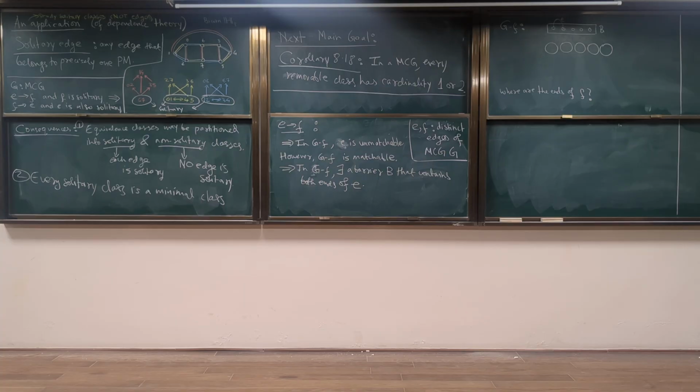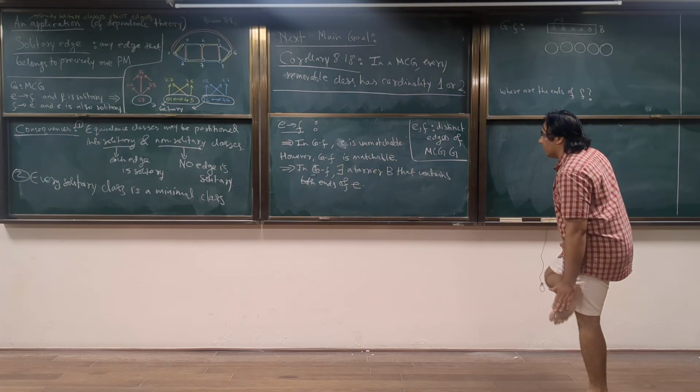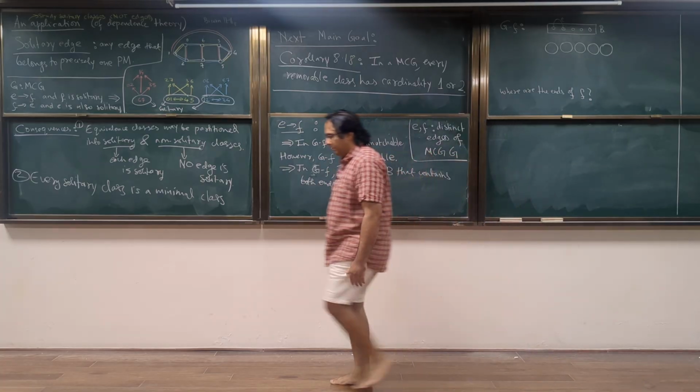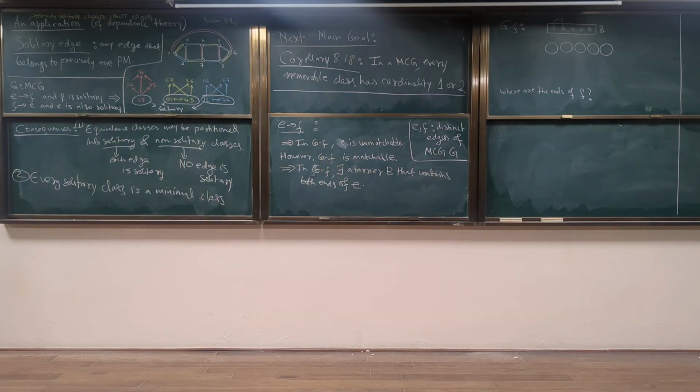Remember, G is matching covered. So in G there should not be any barrier that is unstable. So when you introduce the edge F, you must kill this barrier, right? Because you can't kill its lack of stability, right? So you have to kill this barrier, and therefore the only way to kill this barrier by including the edge F is if F has its ends in distinct odd components of G minus F minus B, right?